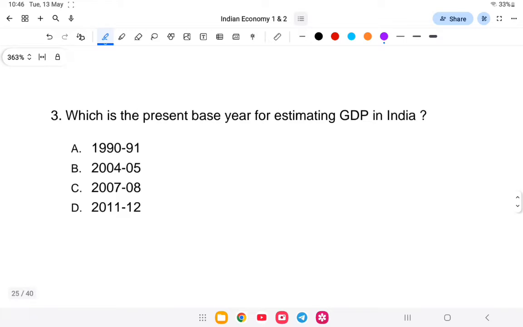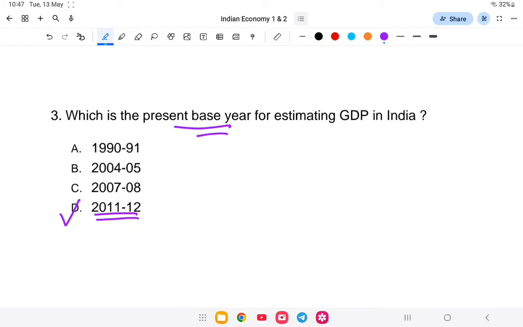Which is the present base year for estimating GDP in India? So when India measures GDP, it takes a particular year as the base and calculates against it. Which is the year? Is it 1990 to 91, 2004 to 5, 2007 to 8 or 2011 to 12? So what is the answer? The answer is option number D, that is 2011 and 12.